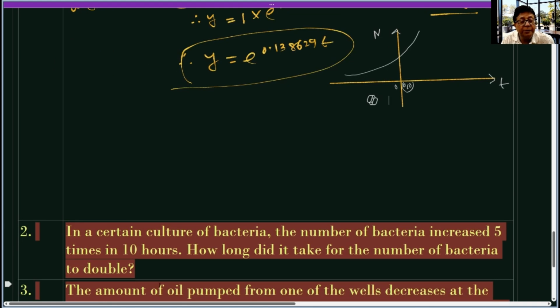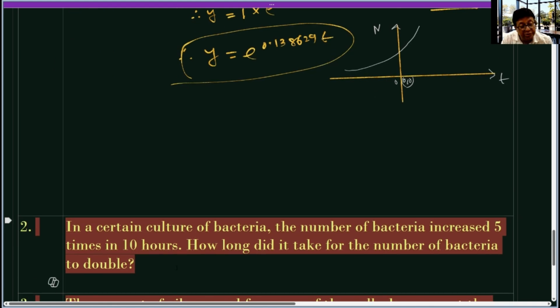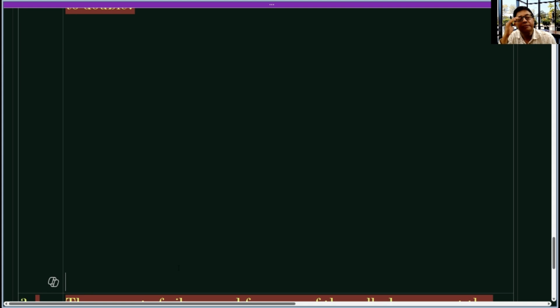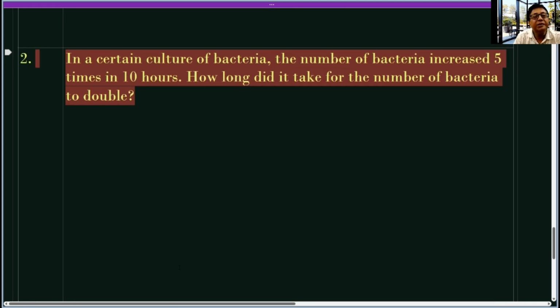Go through the next problem. This is also a growth problem. In a certain culture of bacteria, the number of bacteria increased 5 times in 10 hours. How long did it take for the number of bacteria to double? This kind of simple problem, if we ask in a board paper, will be there. Applied maths, true for pure maths also. Believe me.